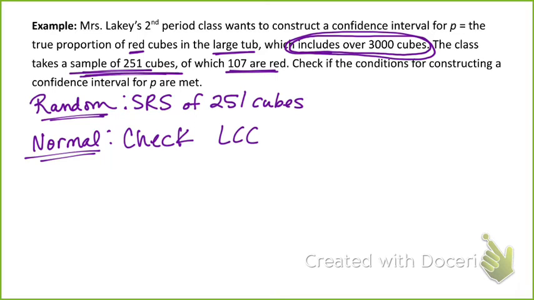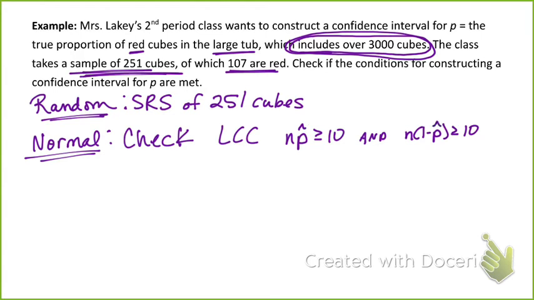Okay. Here we go, you guys. N times P has to be greater than or equal to 10. And N times 1 minus P has to be greater than or equal to 10. Oh no, you guys. There's a problem. I don't know P. We're going to put a hat on it. If you don't know the truth, put a hat on it.